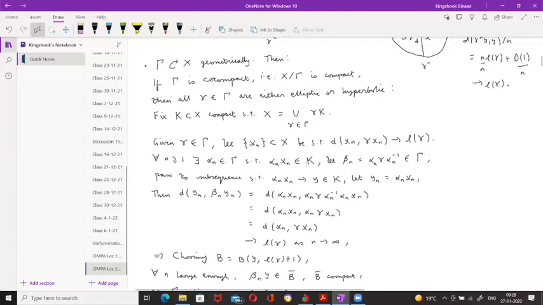Now let beta n be the conjugate of gamma by alpha n, so alpha n gamma alpha n inverse. Now this sequence alpha n xn is a sequence in the compact K. So we can pass to a subsequence and assume without loss of generality that alpha n xn converges to some element y in K. Let yn be the sequence alpha n xn. Then if I look at the distance between yn and beta n yn, what is this? The alpha n inverse and the alpha n will cancel, so this becomes the distance between alpha n xn and alpha n gamma xn. And alpha n is an isometry, so I can remove it from this distance. So this is the same as the distance between xn and gamma xn, and by our choice of xn, this converges to L gamma.